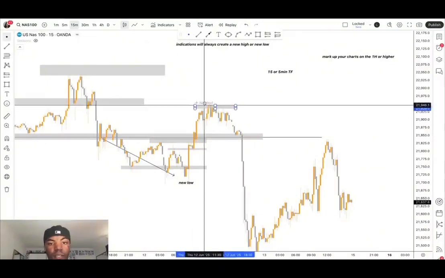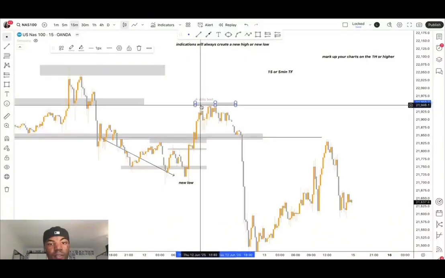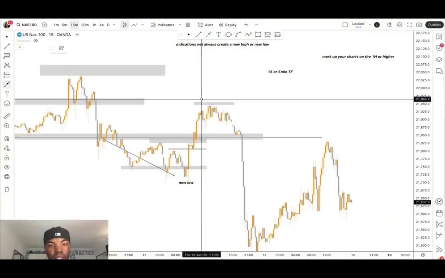So normally I would mark the wick in this situation because we're using a smaller time frame. The 1 hour time frame wouldn't show that wick right here. It would just be the candle itself. So what I'm going to do is mark that as my resistance, the wick right here. I now have a resistance. I now have sellers at this level pushing price down.